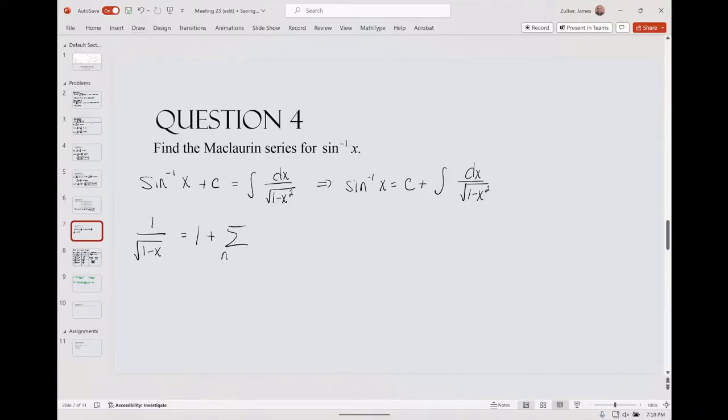But again, that was only for n equals 1 to infinity, not 0. So we have to just add in the 0 term. So it's 1 plus a series from n equals 1 to infinity, and then all times x to the n. We need an interval definition.